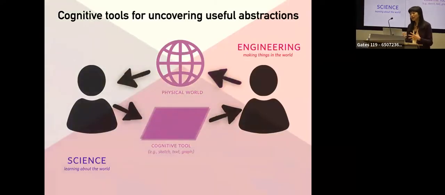So at its core, research in my lab aims to close this loop, to develop formal cognitive theories that explain how we discover useful abstractions that explain how the world works, that's the science half of this picture, jointly with theories that explain how we apply those abstractions to then go and remake the world, the engineering side.